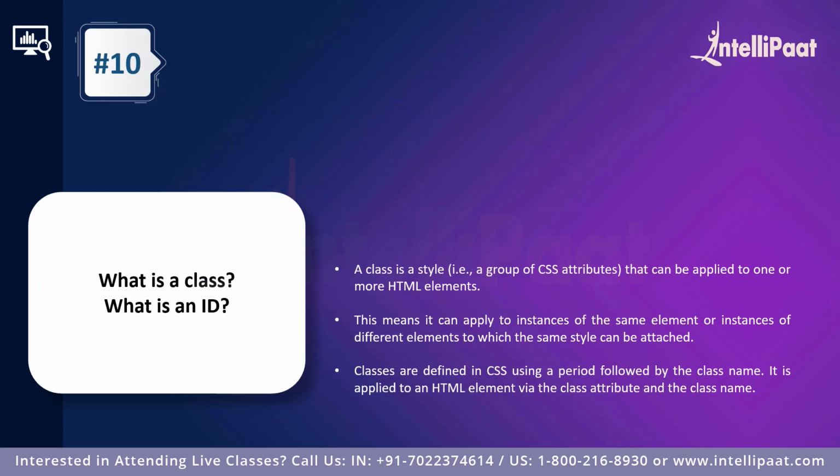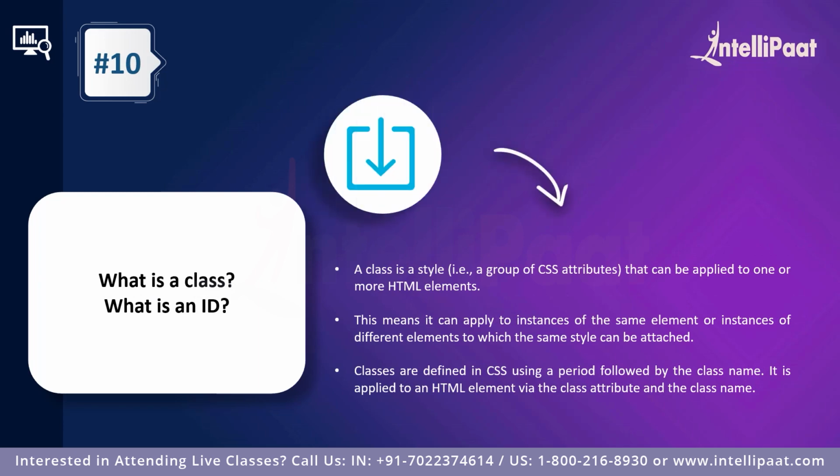Coming to question number 10, it says, what is a class? What is an ID? A class, as the name suggests, in CSS especially, is actually a style. It's a group of CSS attributes which can be applied to one or more elements. Now, if you're asking, can I apply it to the same element, or does it have to be different elements? Well, yes, you can apply it to instances of the same element or different elements to which this style gets attached. So if you have a class and a common style for the class, whatever HTML elements you have under that class will pick up all of the styles there.